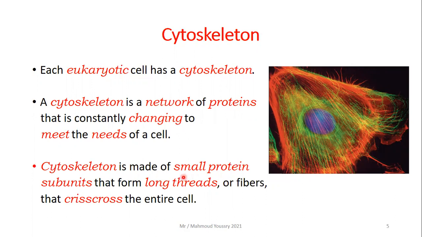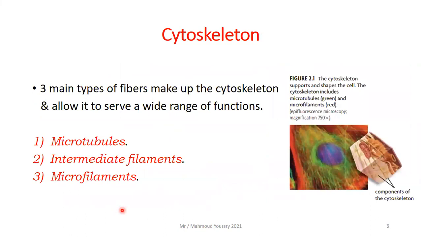The cytoskeleton is made of small protein subunits that form long threads, as you can see, or fibers that crisscross the entire cell. Three main types of fibers make up the cytoskeleton, and they allow it to serve a wide range of functions. The three main types of fibers are microtubules, intermediate filaments, and microfilaments.